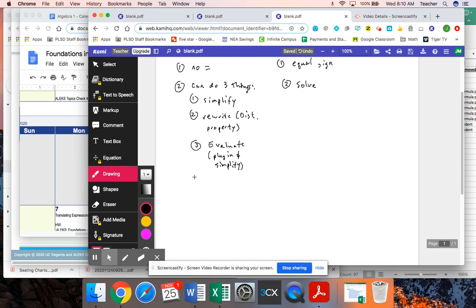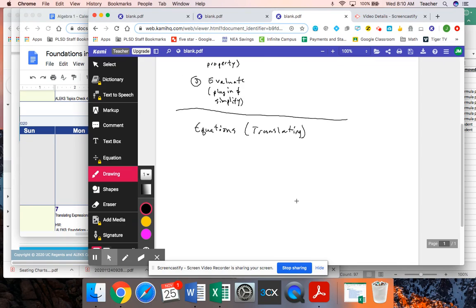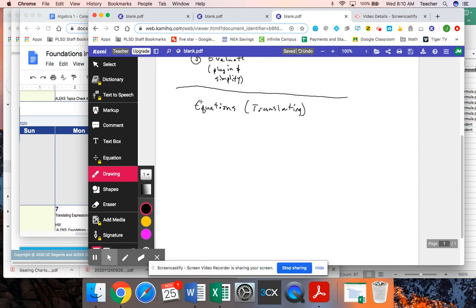All right? Let me extend this a little bit further. When I start talking about equations, and if I'm talking about translating them, then the ideas are the same as when we were talking about translating expressions, except for you'll see words that make it seem like there's more to it, like, oh, all this stuff, and now it's equal to that.